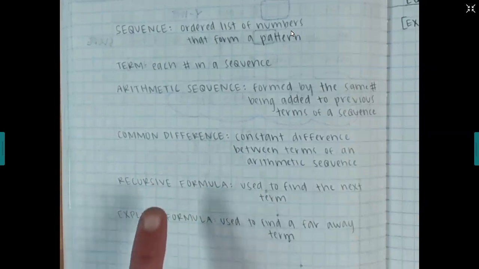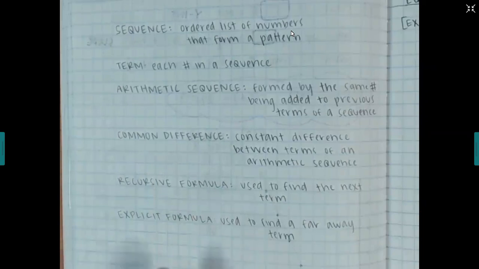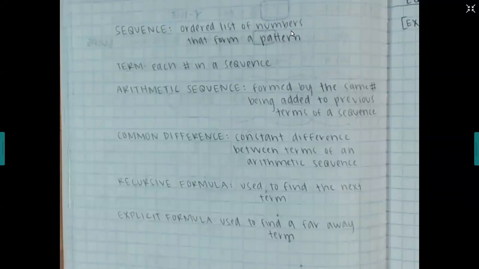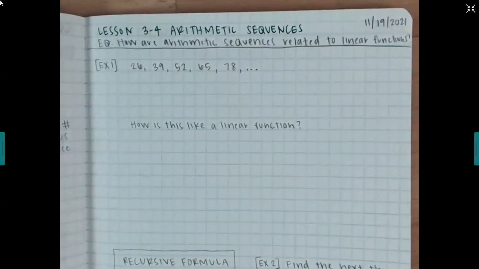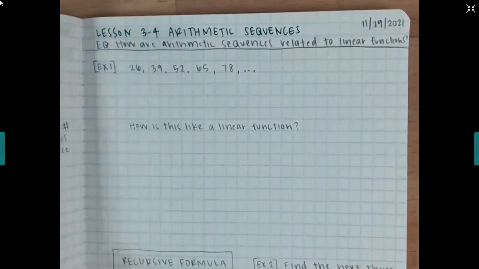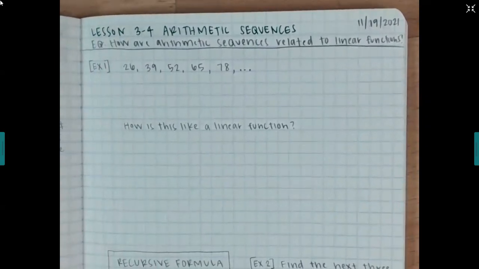We're going to talk specifically about the recursive formula today. And then next time we meet, we'll talk about the explicit formula. But the recursive formula is used to find the next term in the sequence. So I'll go over what that means as well. So we'll go ahead and just jump in and look at example 1 where we actually have a sequence. So example 1 is the sequence 26, 39, 52, 65, and 78.